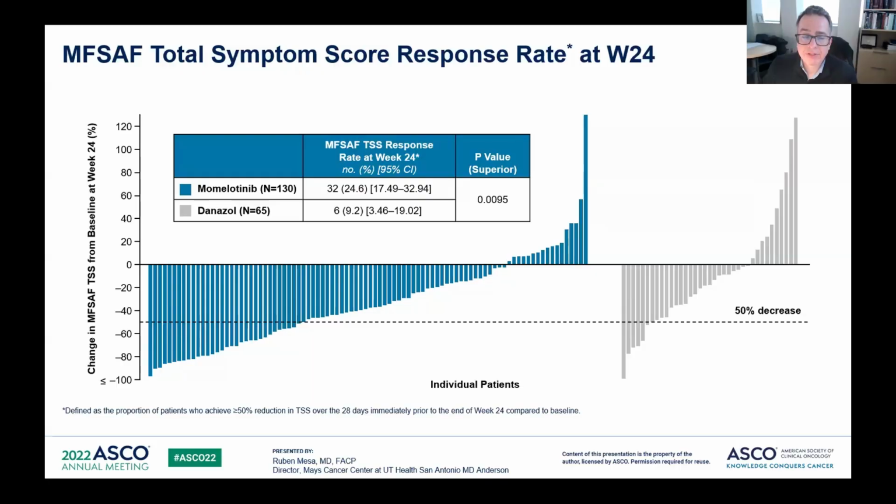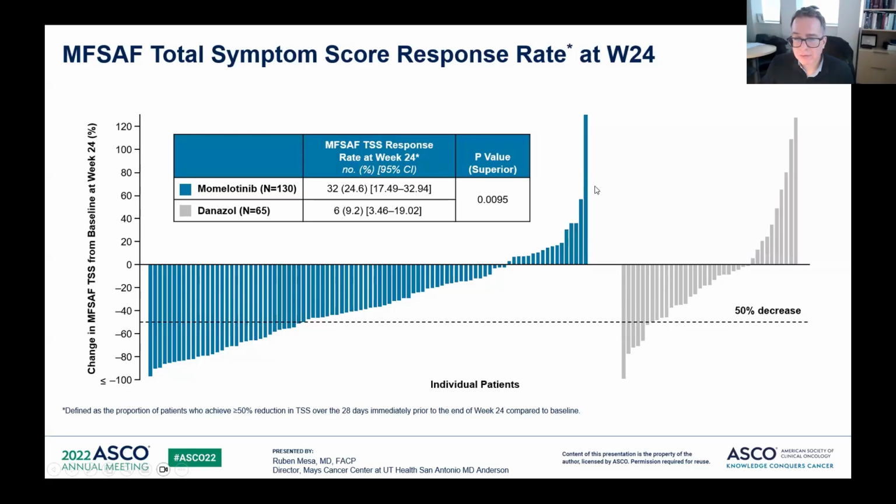You'll see a lot of these if you ever start looking at the data in any of the MPNs, but specifically, this is symptom reduction in myelofibrosis patients treated in blue with Ojjaara, in gray with danazol. The columns going down are individual patients that had reduction in their symptom score. So that's a good thing. So seeing these down bars means reduction. This dotted line shows the 50% reduction threshold. So you can see some patients had very significant reduction in their symptom burden with momelotinib.